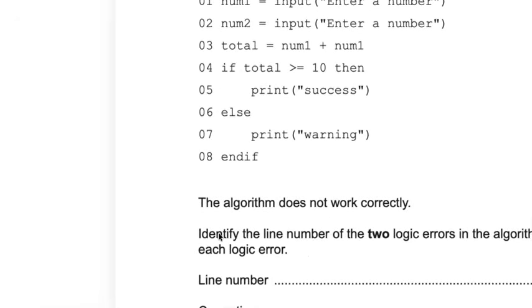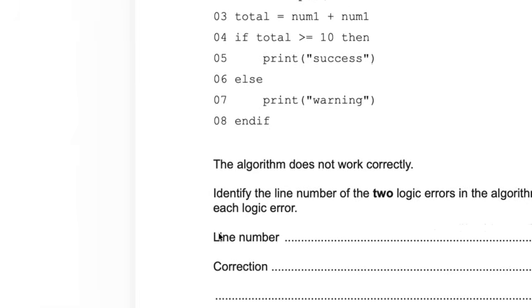Move on to the next question, which is: a student writes an algorithm to input two numbers and then add them together to create a total. If the total is between 10 and 20, success is output. If the total is not between 10 and 20, a warning is output. So this does not work correctly. Identify the line number of two logic errors in the algorithm. So not syntax, so we haven't misspelled anything. We're just looking for logic errors. Again, pause the video if you need to.